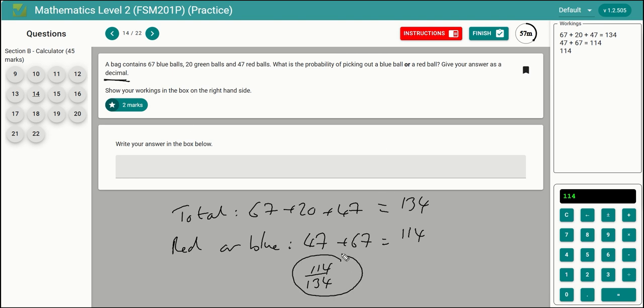To turn a fraction into a decimal, remember that the line of a fraction means divide. So the calculation is 114 divided by 134. So that's what we need to do. 114 divided by 134. And there we go. Let's just give it to 2 decimal places will do, I'm sure. So 0.85, that's right here, 2 decimal places. There we go, and we're done.